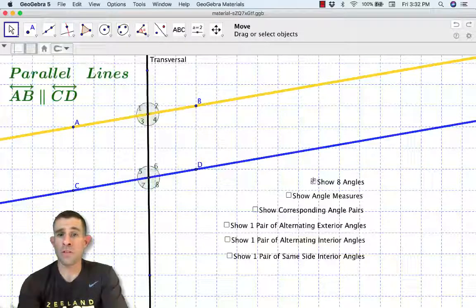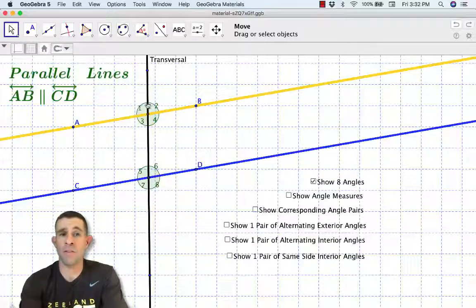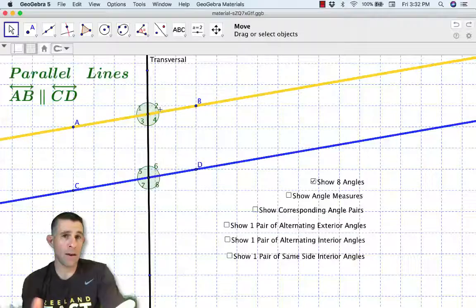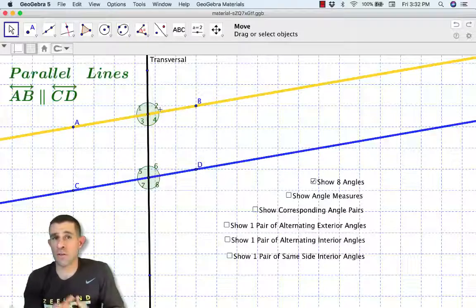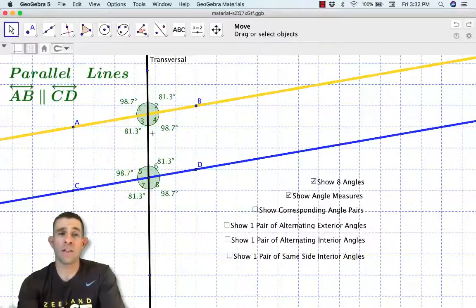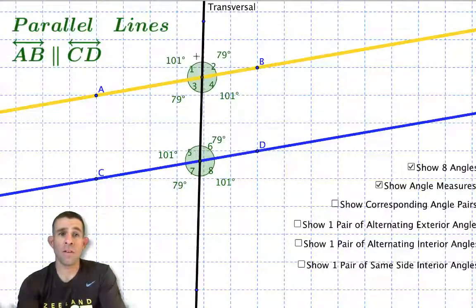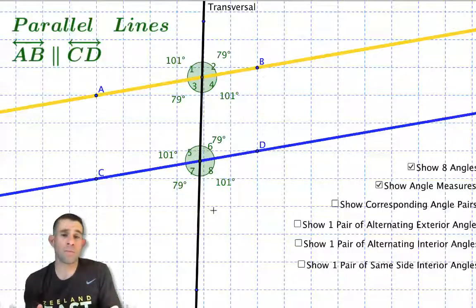Now, when we go to look at our 8 angles that are formed, remember these 8 angles have specific names. They're either corresponding angles, alternating interior angles, alternating exterior, or same side interior. Well, there's some interesting facts that arise of these angle measures when we have lines that are parallel cut by a transversal. So let's turn those angle measures on now, and you can start to see how this top grouping has angle measures that are all equal to this bottom grouping.